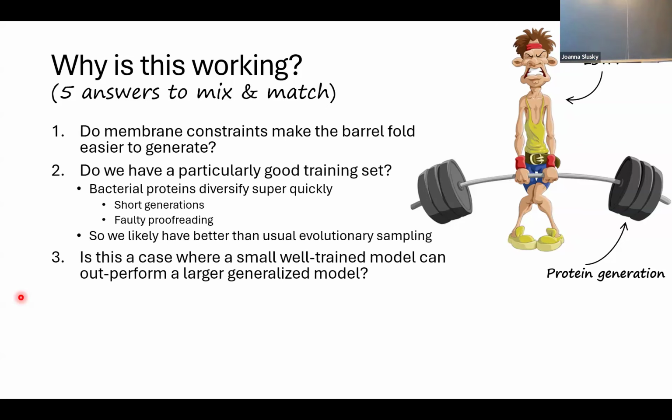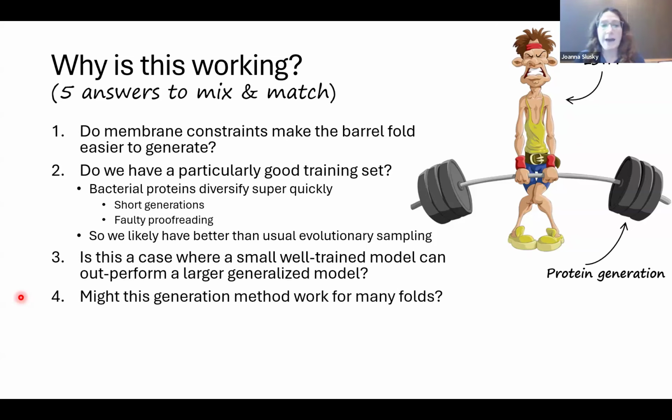It's possible that this is a case where a small, well-maintained model can outperform a larger generalized model. And that's not the only case in the literature of such a thing existing. So perhaps that's it. But if that is it, then it might be the case that the generation method works for many folds. And that would be useful to know.